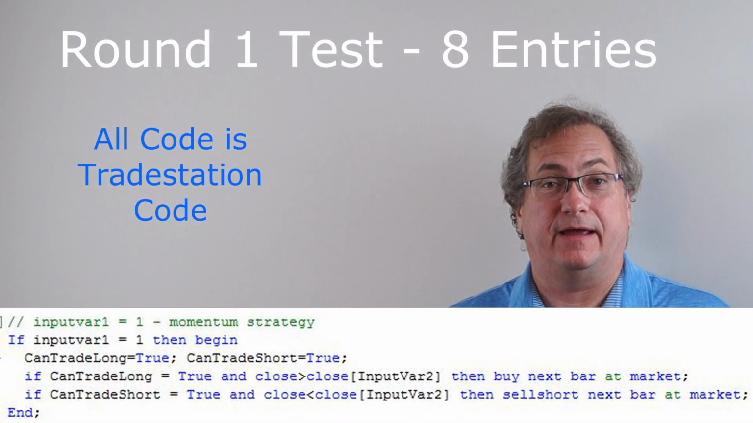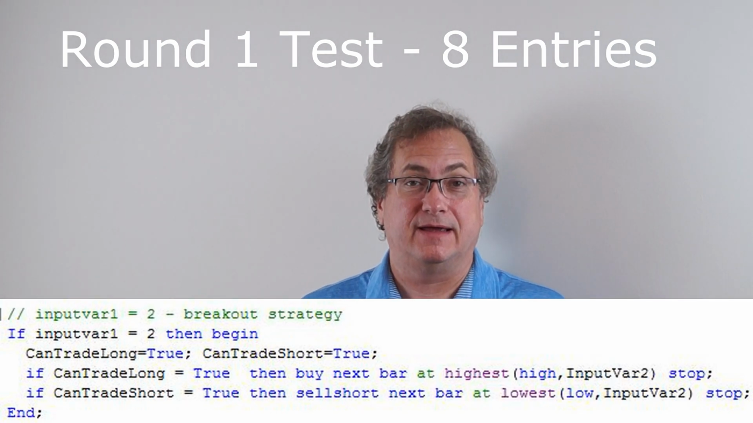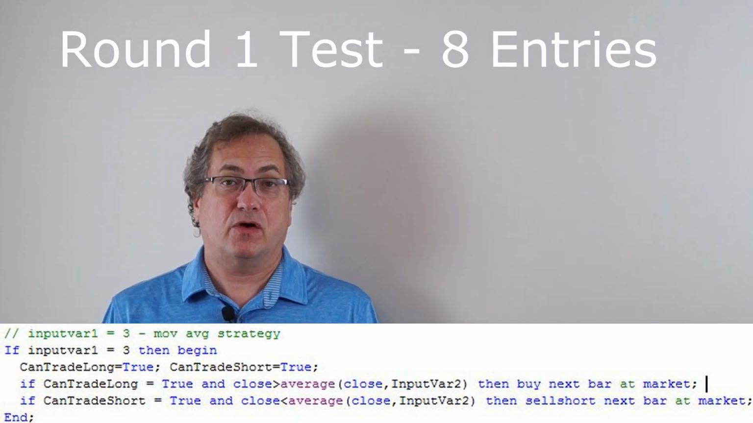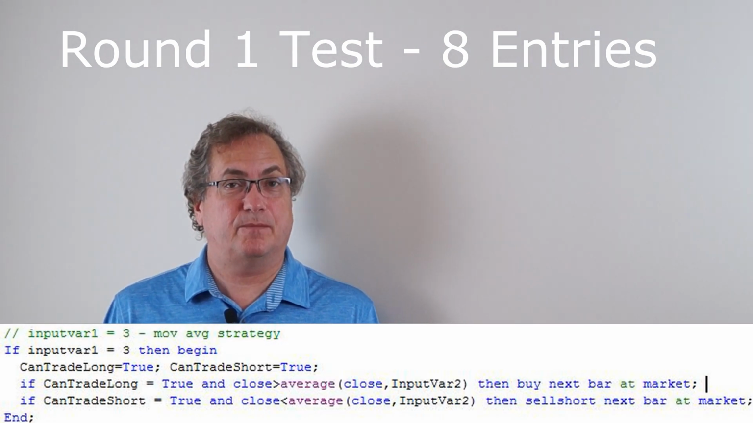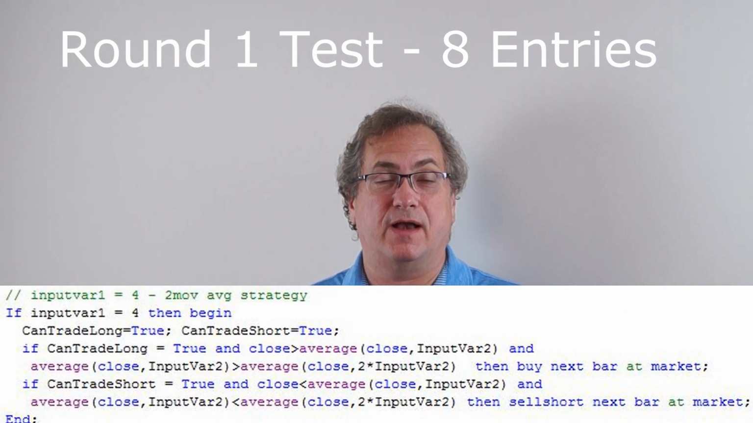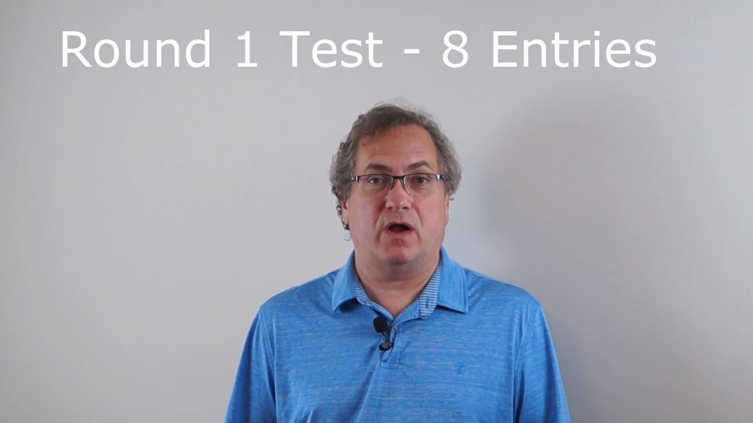So for this test, I'm testing 8 different entries. The first one is a standard momentum type entry. The second one is a breakout entry. Everybody knows this one, right? The third one is just a simple moving average. And the fourth one is a dual moving average. So those are entries 1 to 4.